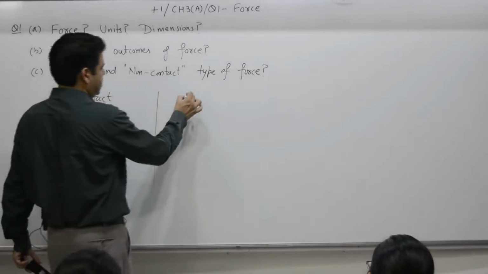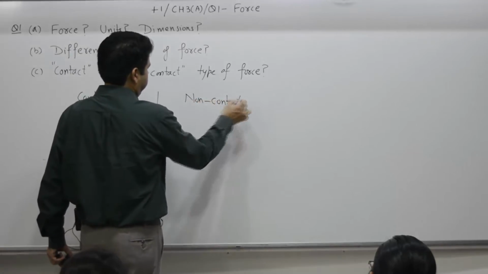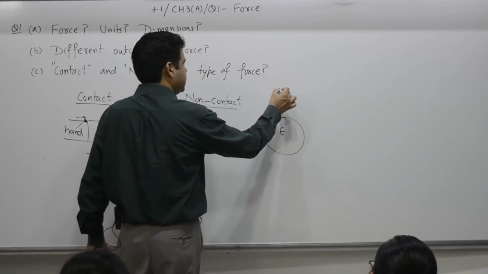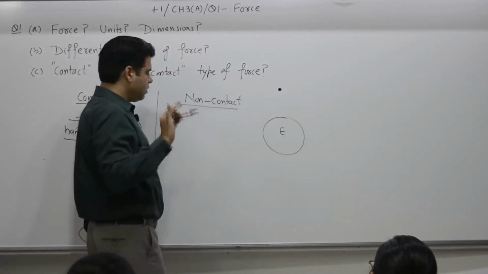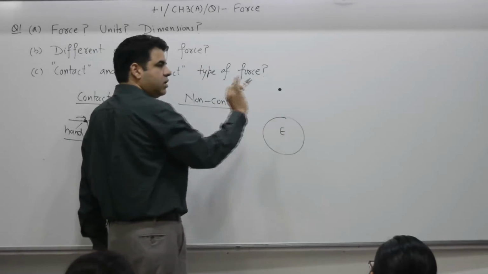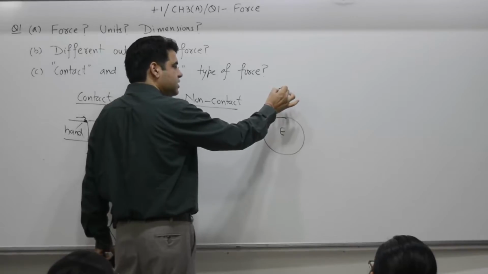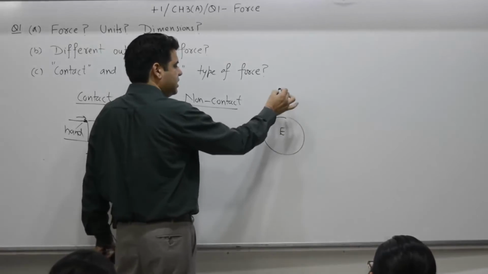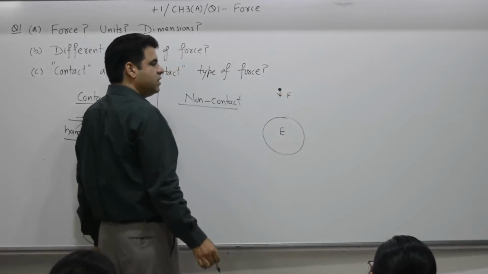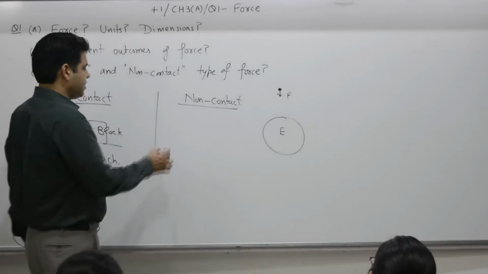Non-contact: a number of examples are there. Earth and a ball at a certain height, or the moon at a certain distance. This ball is being attracted by the earth because of the force of gravity, even at a certain distance. That is one example.